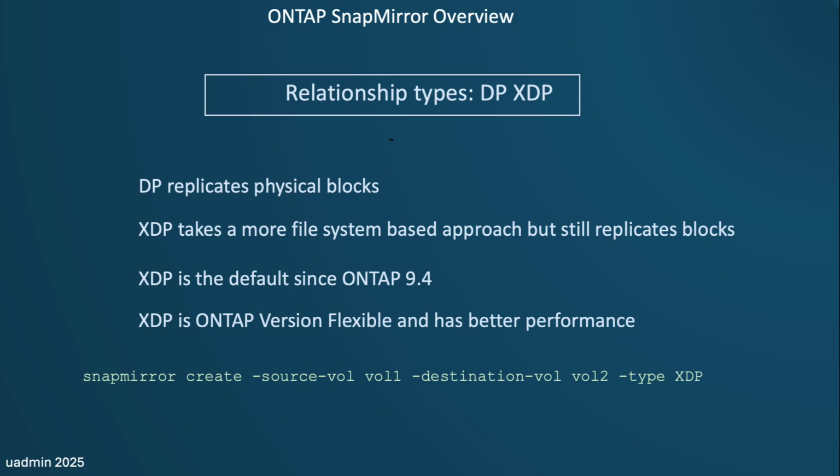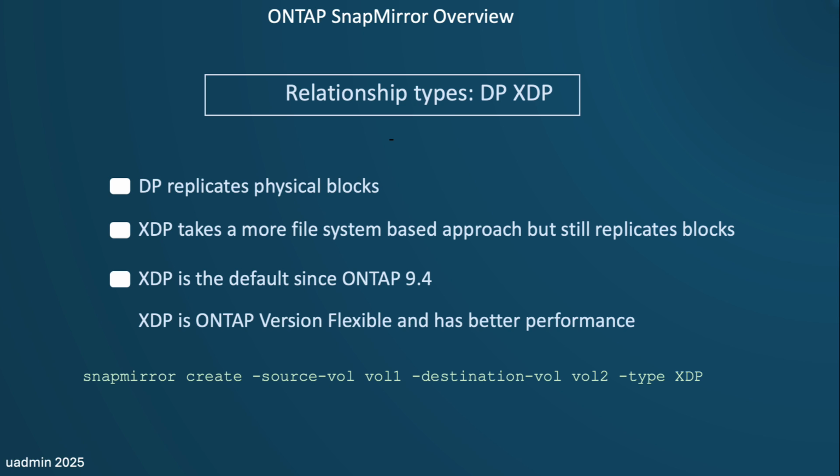Now, SnapMirror knows two different replication engines for every relationship, and these are DP or data protection and XDP or extra data protection. They represent a different replication technique. I think it will suffice to say that the DP engine is block-based and that it simply replicates physical blocks, where XDP also replicates blocks, but takes a more file system based approach where it tracks data logically based upon the file system structure. And since ONTAP 9.4, XDP is the default type that's being used.